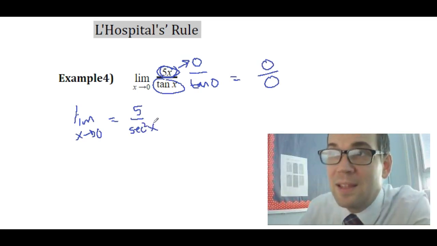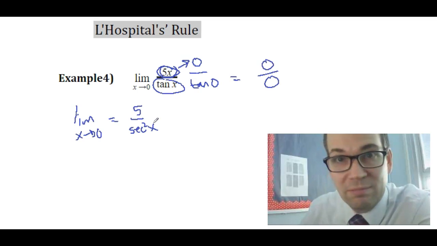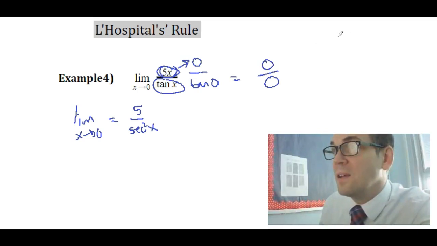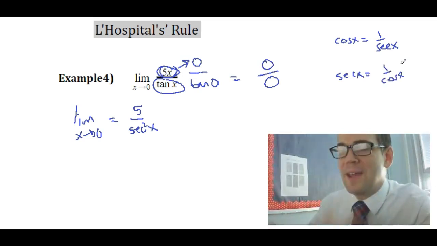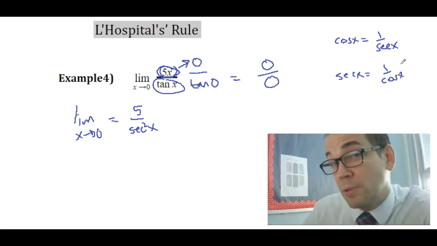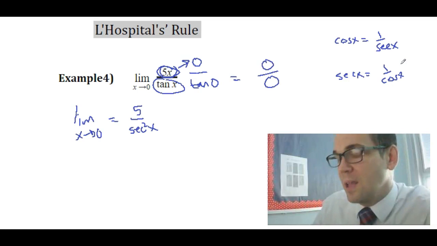Now, I don't like thinking about secants if I don't have to. They confuse me. So I'm going to remind myself that cosine of x is 1 over secant of x, and secant of x is 1 over cosine of x. So basically, if I have a secant, I can always push it to the other side of the fraction bar and make it into a cosine. It's an algebra trick that you start to rely heavily on in calculus.